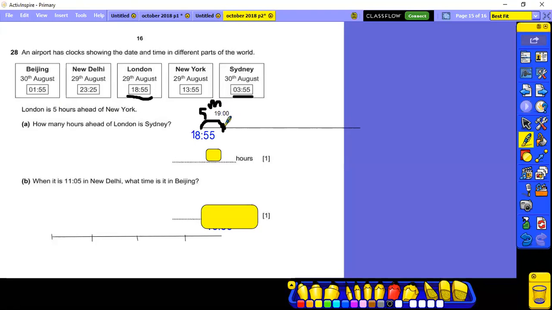So let's count here from 19, here 20, 21, 22, 23, 24. Now I finished the 24 hours. Now I start a new day, which is the 30th of August. Let's say 1, 2, 3 o'clock. Then from here to here, take care, this is 55 minutes. So let's count together how many hours? 1 hour, 2 hours, 3 hours, 4, 5, 6, 7, 8 hours.